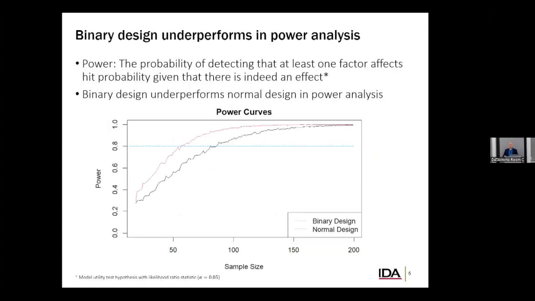Now, here's the surprise. When you look at the statistical power, you'll see that the binary design actually underperforms the normal design in terms of statistical power. So you have sample size here on the x-axis, power on the y-axis. The normal design is illustrated here in the red, and the binary is in black. And you can see for each of those sample sizes, the normal design outperforms the binary design. Now, of course, this is just one example. We looked at many, but you can see here that the binary underperforms the normal.